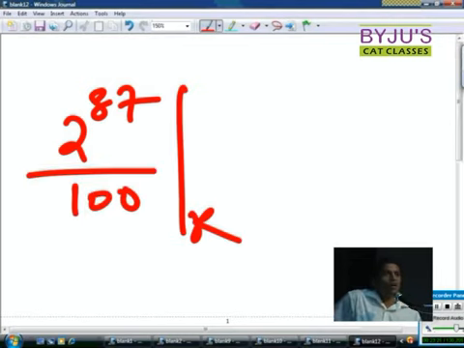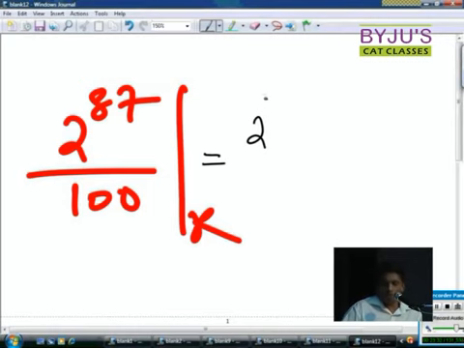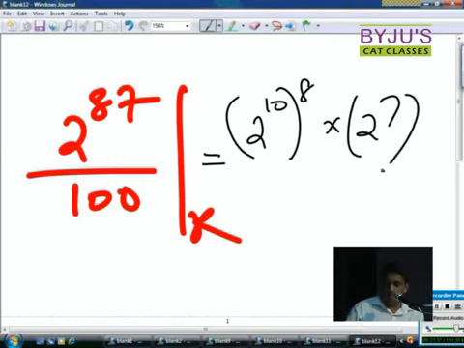2 raised to 87 by 100. The answer will be 28. Why? Because it's an even power. 2 raised to 10 raised to 8 into 2 raised to 7 is the question, right? Use a frequency of 10, because there is a pattern after every 10 powers of 2. That pattern is what we're using.